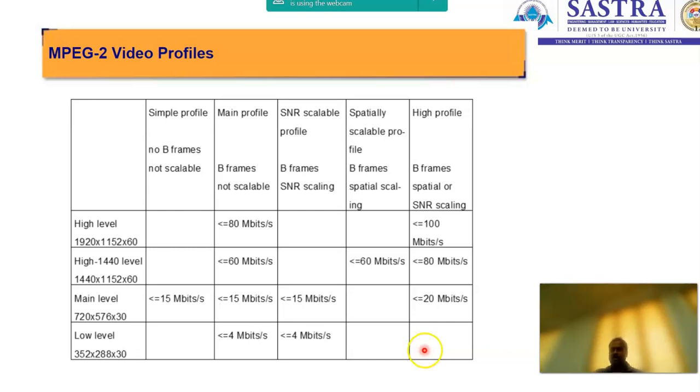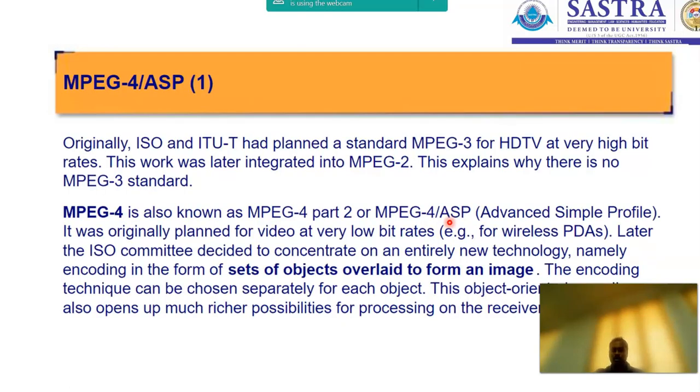So high profile ranges to B frame, spatial or SNR scaling. It's 100 Mbps, working for high level, so high main level also. So coming to MPEG 4, MPEG 4 is still more advanced than MPEG 1 and MPEG 2.